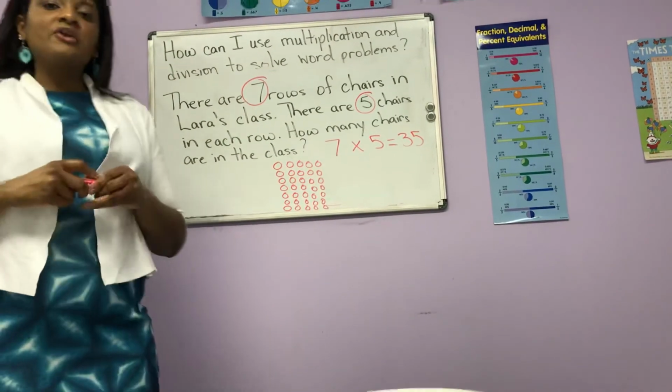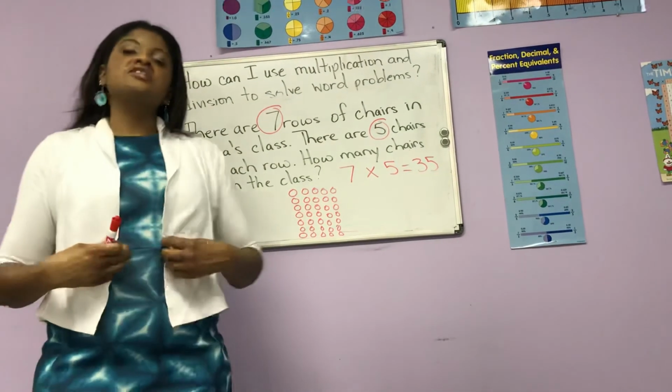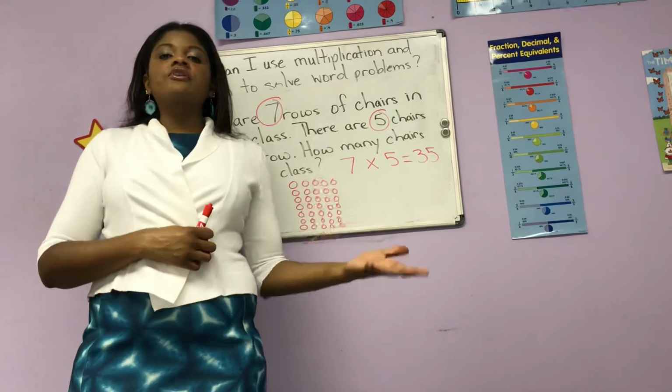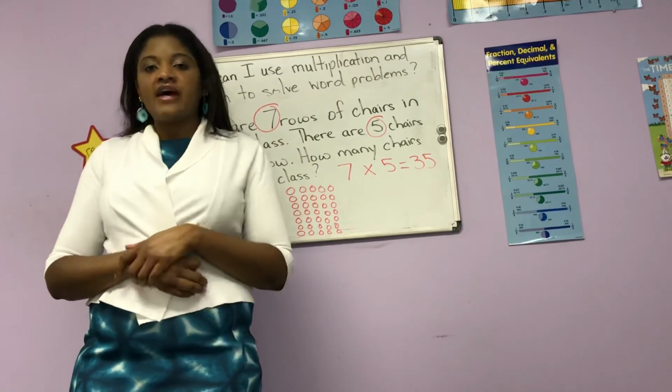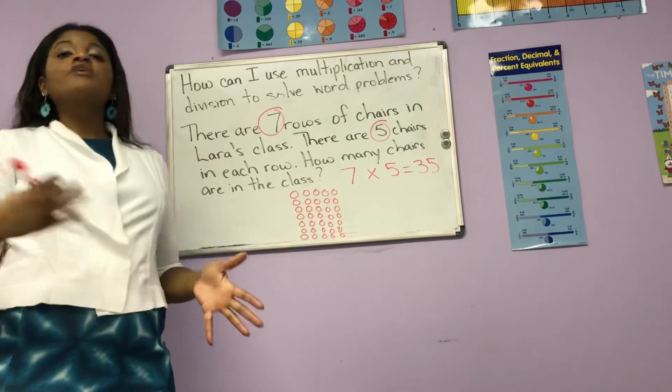All right, so today we learned how we can use multiplication and division to solve word problems. When we're trying to determine whether to multiply or divide, we look to see if we have been given the total or if we're looking for the total.